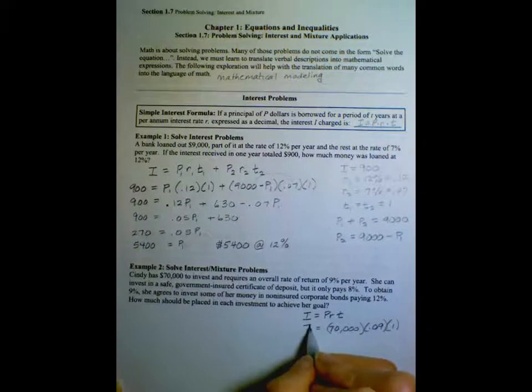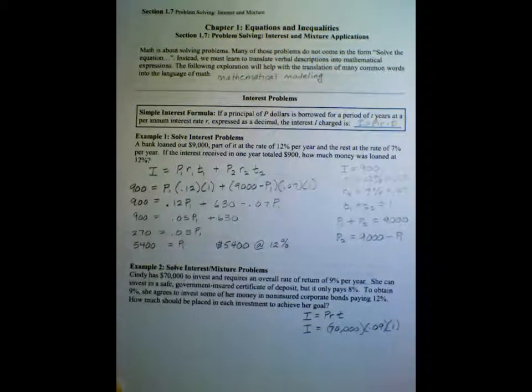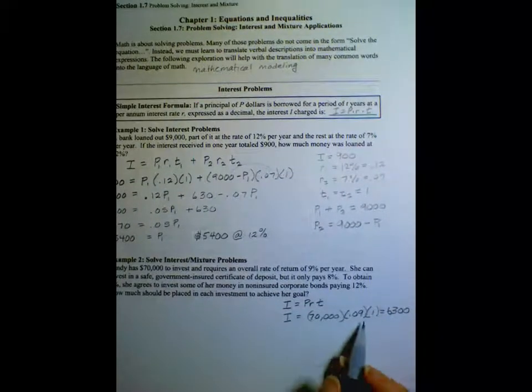And so that one sentence right there tells us that she wants to earn a certain amount of money. So how much would that be? Well, that comes out to be $6,300. So she's got 70,000 and she wants to earn 9% and get 6,300.